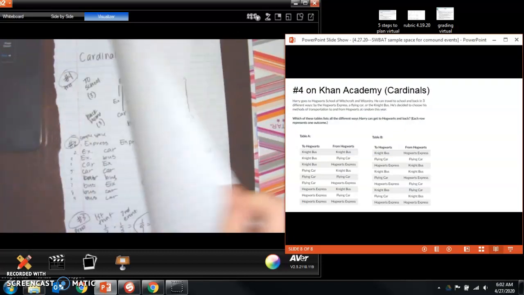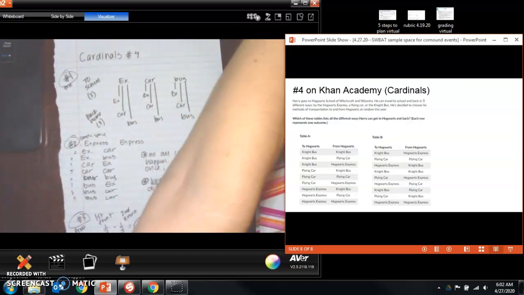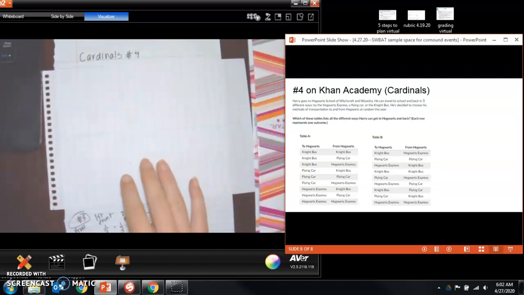Okay, and the last problem on the Cardinals assignment, the last problem for everybody's notes, reads, Harry goes to Hogwarts School of Witchcraft and Wizardry. He can travel to school and back in 3 different ways: by the Hogwarts Express, a flying car, or the night bus. He decided to choose his methods of transportation to and from Hogwarts at random this year. Which of the tables lists all of the different ways Harry can go to Hogwarts and back?